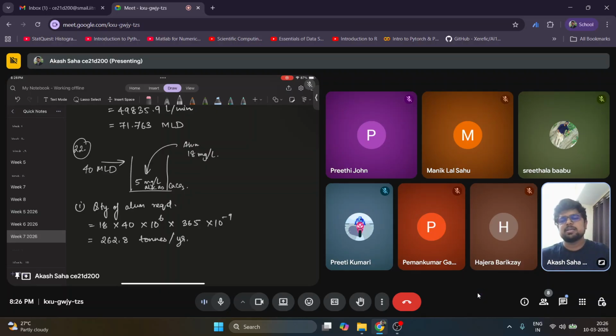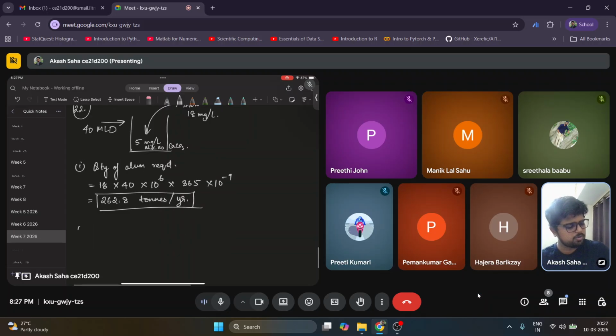This unit can be anything. You just have to multiply with the discharge. You can keep it in liters per day, milligram per day or tons per year, anything you can keep. But this is a perfect way to report the value, 262 tons per year. Now coming to the next part, how much CaO will be required. So first we have to find out how much extra alkalinity is required.